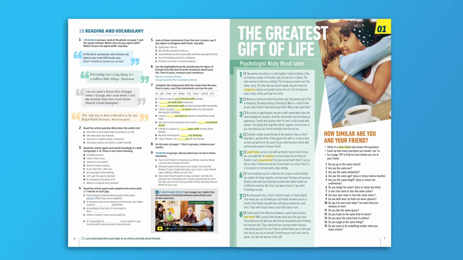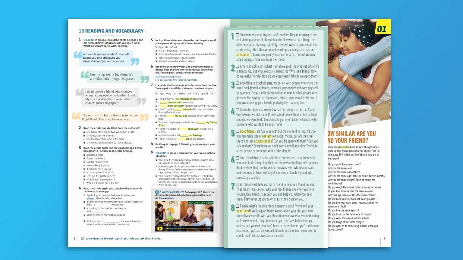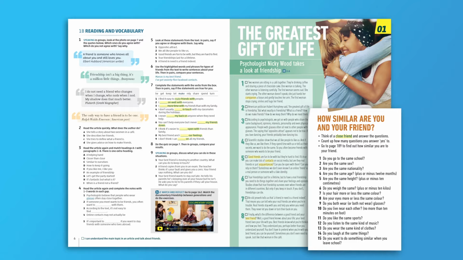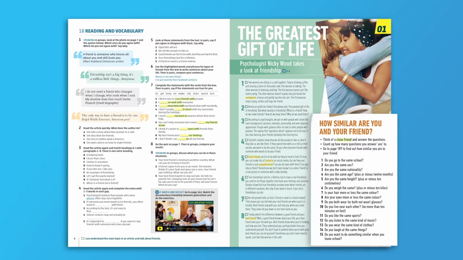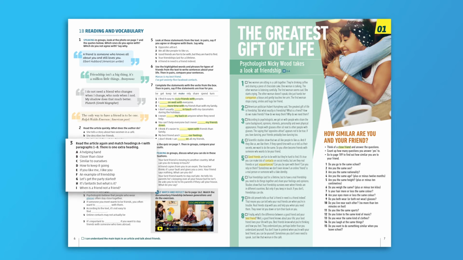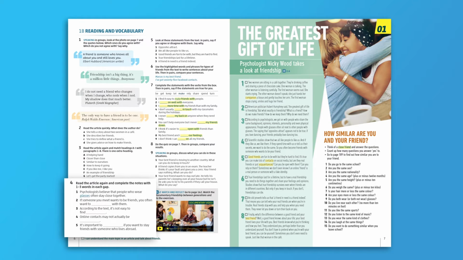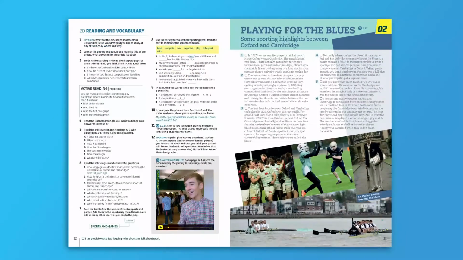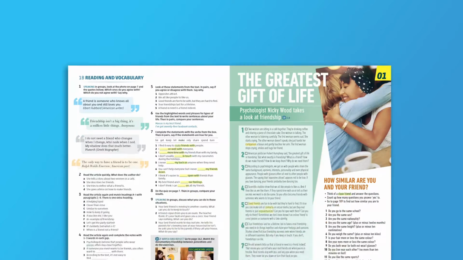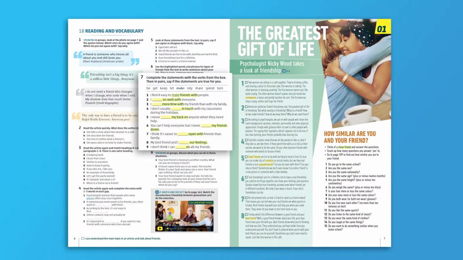Reading lessons feature a variety of highly engaging and thought-provoking texts that have been carefully selected to appeal to students' interests and inspire classroom discussion. Comprehension tasks are designed to develop a range of reading skills and reflect frequent exam task types. Where appropriate, Active Reading boxes cover crucial reading skill strategies such as skimming, scanning, or distinguishing facts from opinions. Reading lessons involve plenty of personalisation, and vocabulary practice is integrated.